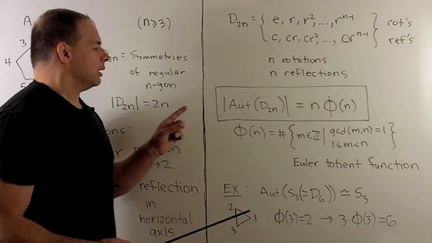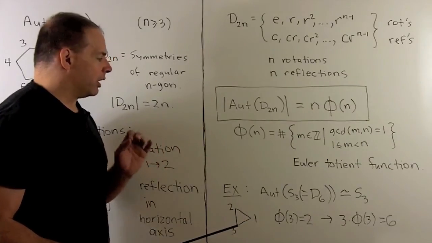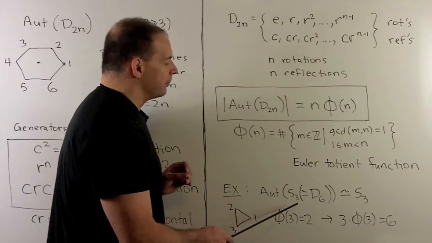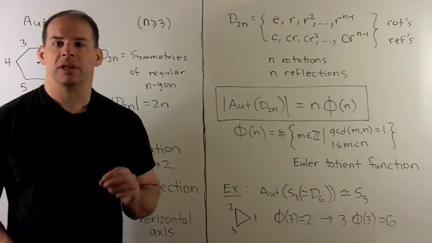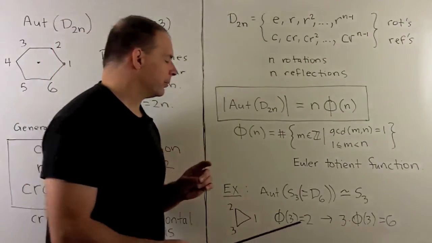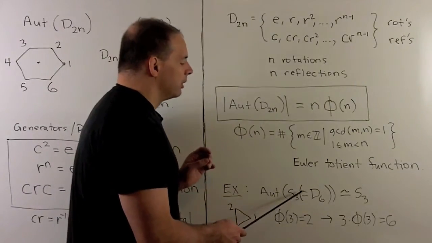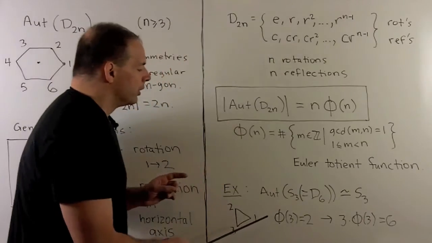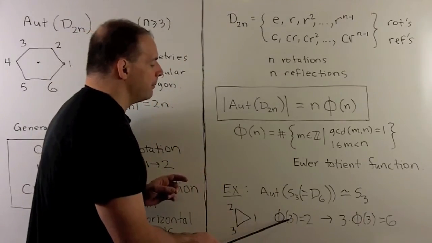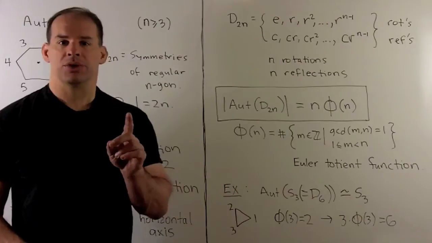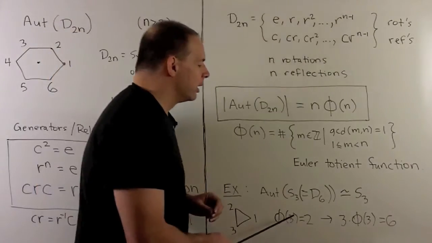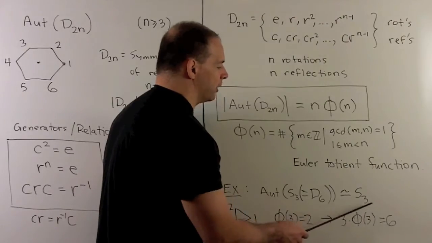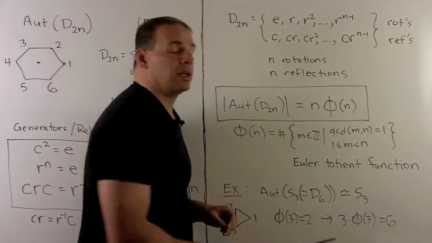Now, let's see this work in an example we already know. We already know that the automorphism group of S3, the symmetric group on 3 letters, is isomorphic to S3. Now note S3 is just another way of saying D6. So the Euler totient function of 3 is going to be 2, the numbers 1 and 2. Then we're going to have 3 times phi of 3, which is going to give me 6, and that agrees with the number of elements in S3. So that checks out.